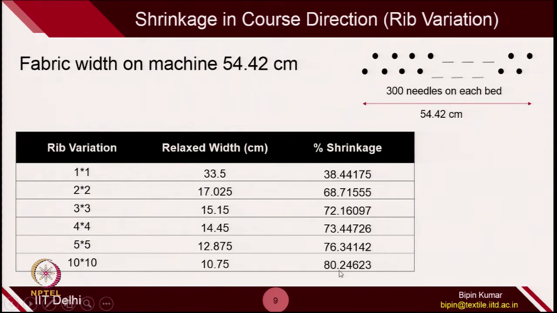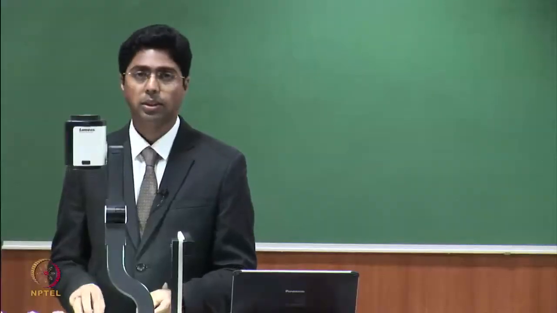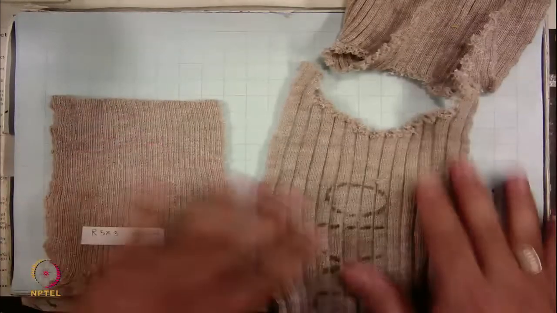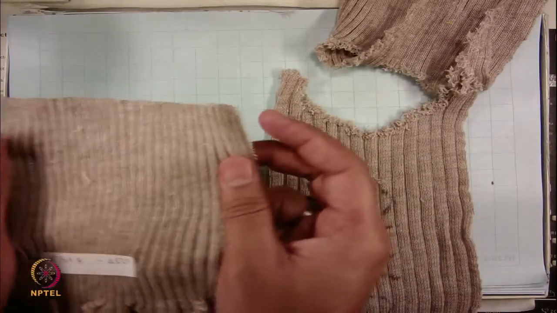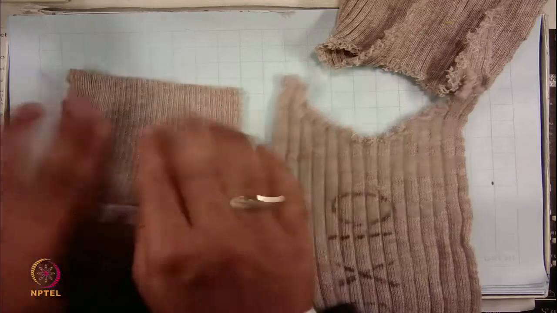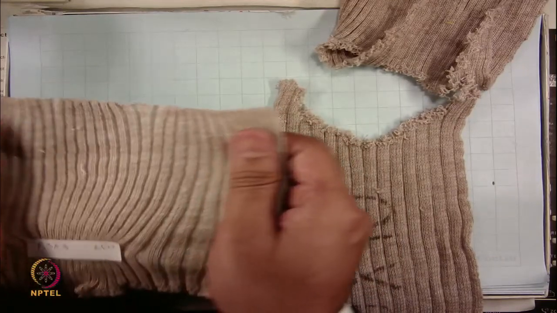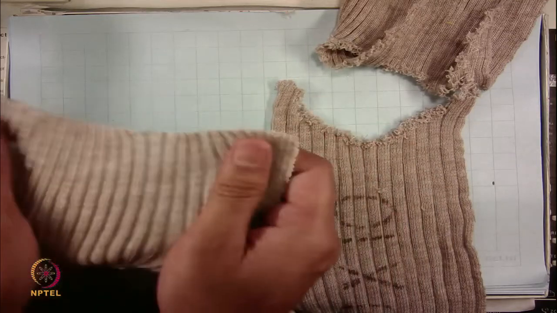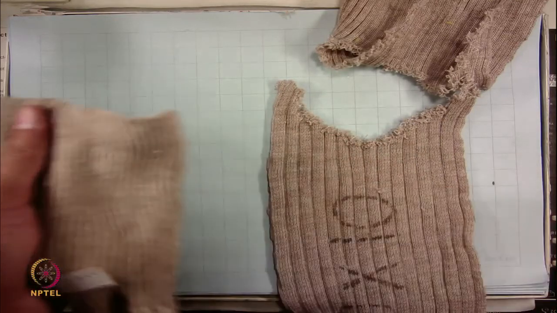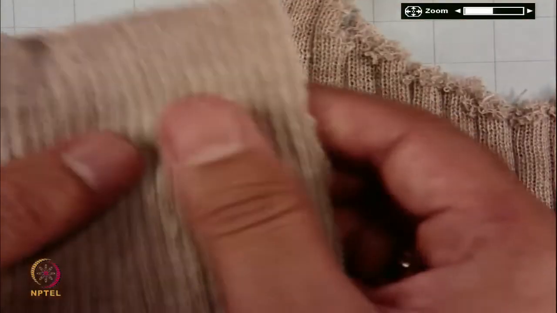I have all the fabric samples with me. You can see how much shrinkage has happened, although we have used the same number of needles for all the fabric samples. Let us see this fabric. Here you can see I have these fabric samples. This is the 3 cross 3 fabric. Let's see the difference between 3 cross 3 and 10 cross 10. It is the 3 cross 3 fabric and it has been relaxed. If you stretch it, you can observe the 3 cross 3.